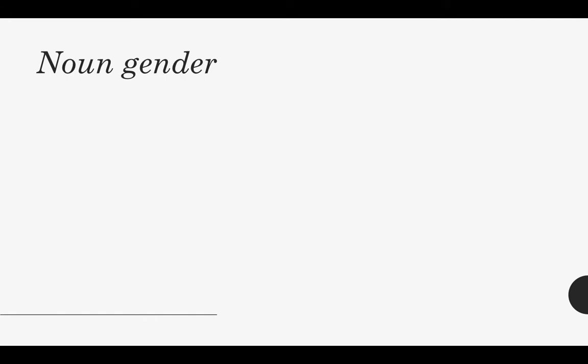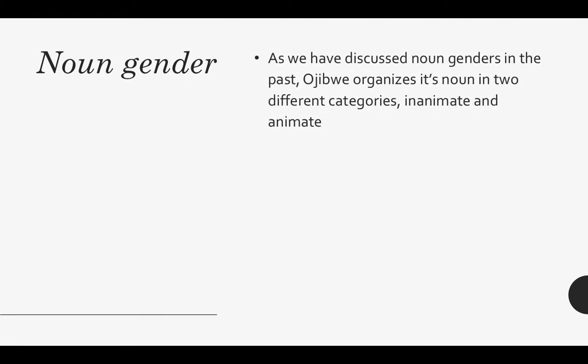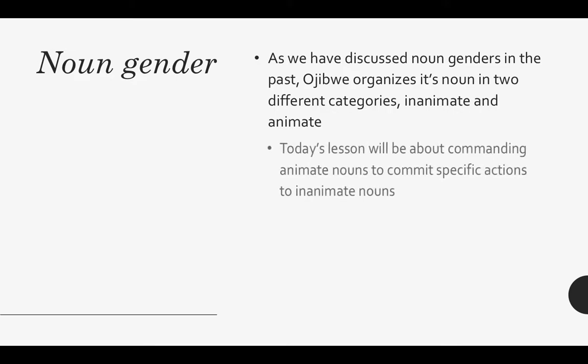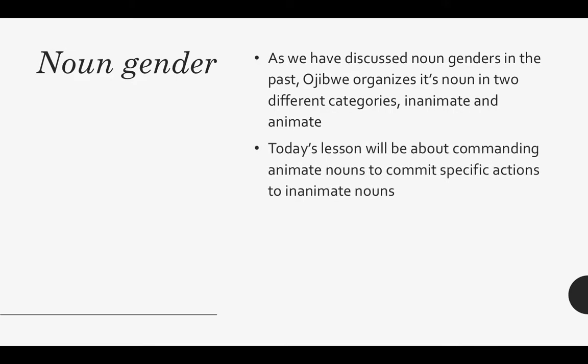So we have to refresh on noun gender in Ojibwe. As we've discussed noun genders in the past, Ojibwe organizes its nouns into two different categories, inanimate and animate. Today's lesson will be about commanding animate nouns to commit specific actions to inanimate nouns. So we're telling people to verb stuff.